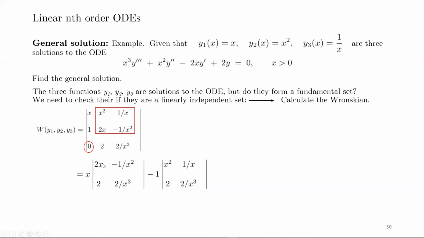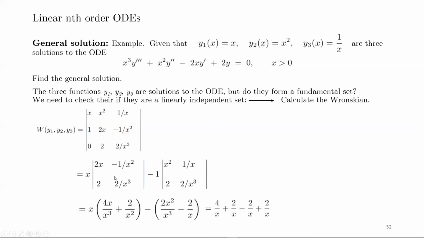Okay, we know how to take the determinant of 2 by 2 matrices quite easily. We cross multiply the diagonal terms, and we subtract the product of the off diagonal terms. So if we do that, we get x times 2x times 2 over x cubed, which is 4x over x cubed, minus negative 1 over x squared over 2, so plus 2 over x squared. The second term here, we take away 1 times x squared over 2 over x cubed, so 2x squared over x cubed, take away 1 over x times 2, so minus 2 over x, which of course we can simplify.